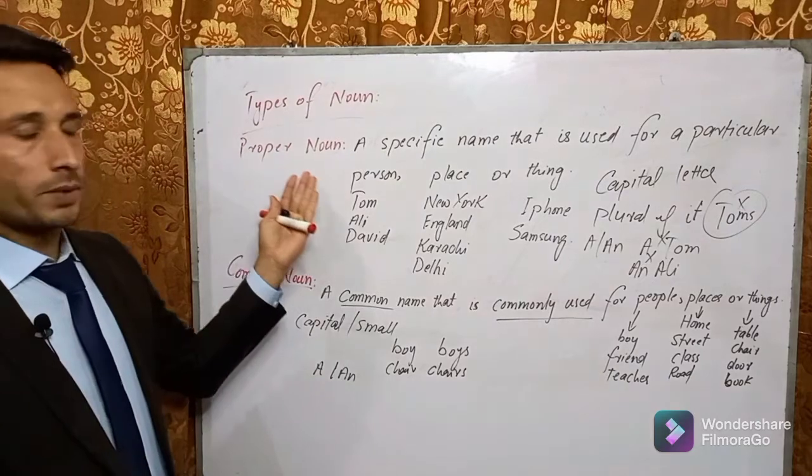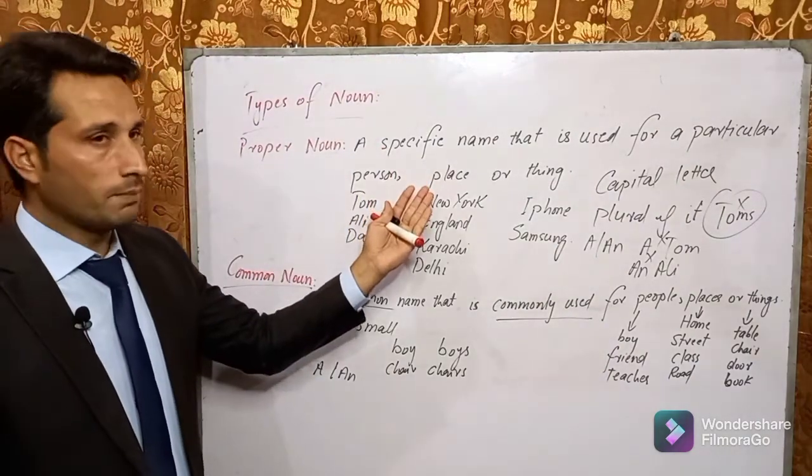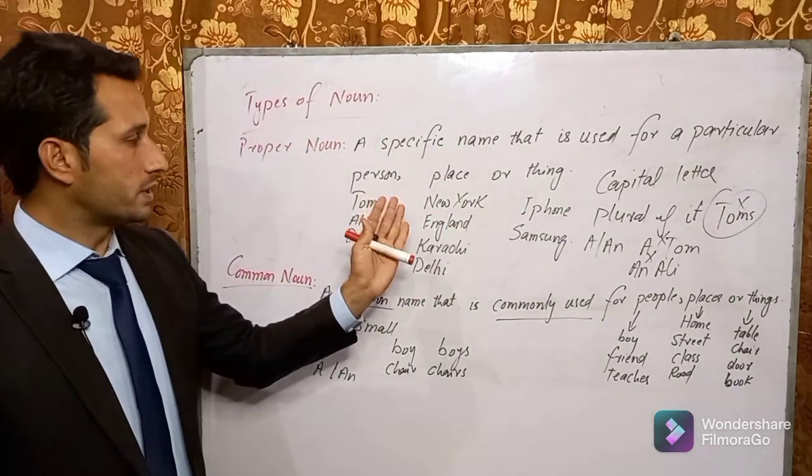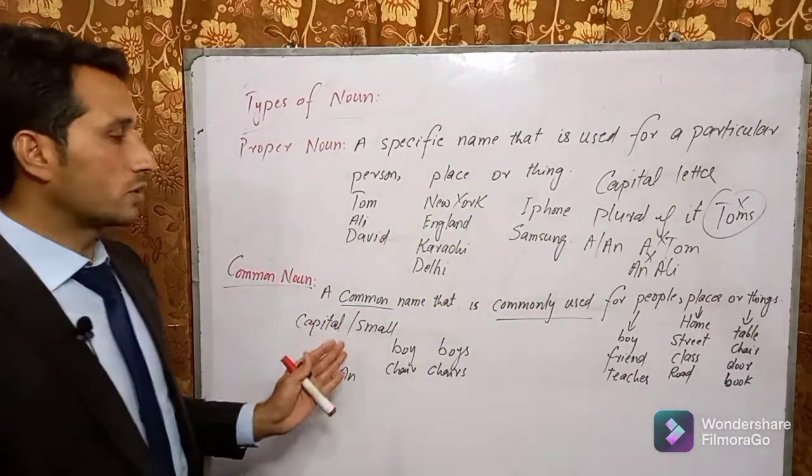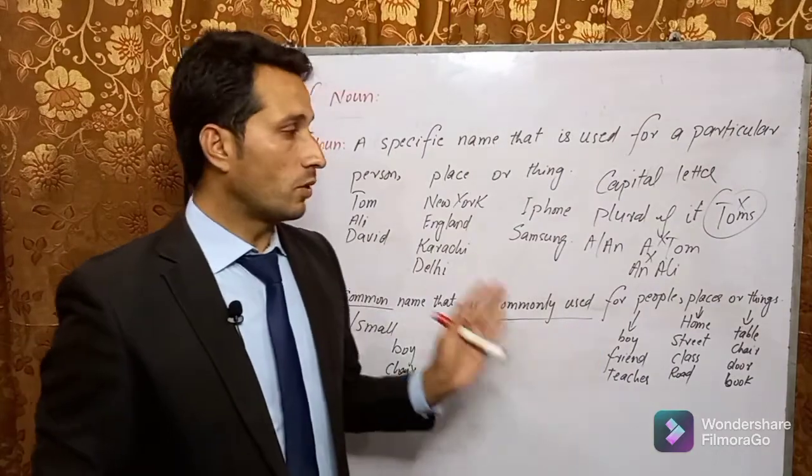So remember that a proper noun is a specific name used for specific people, places or things, and a common noun is a common name that is commonly used for people, places or things.